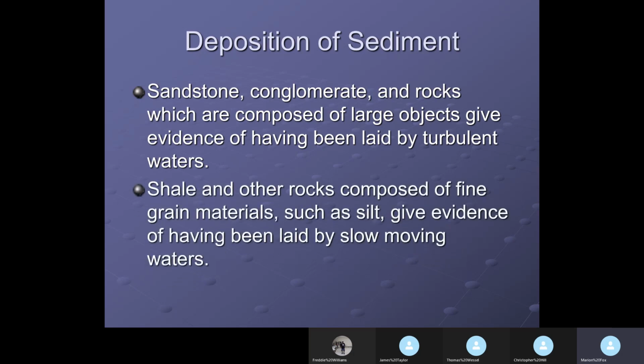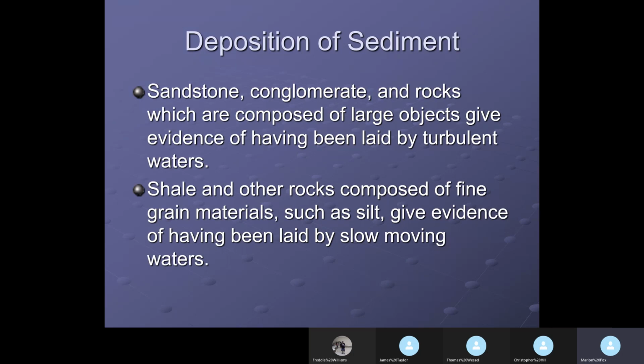Shale and other rocks are composed of fine-grained materials such as silt. It takes water that's very slow moving for the silt to settle to the bottom. And so shale would be rocks formed where the water is not moving very much.